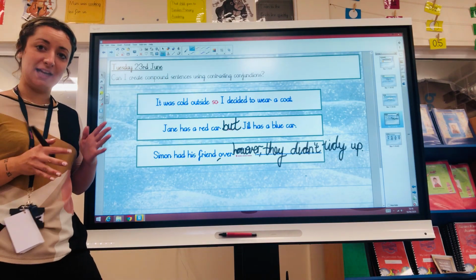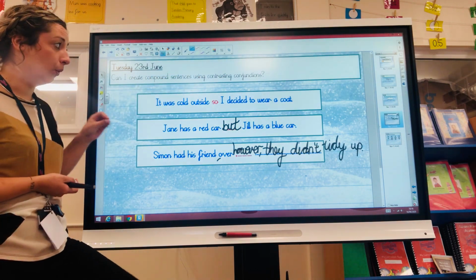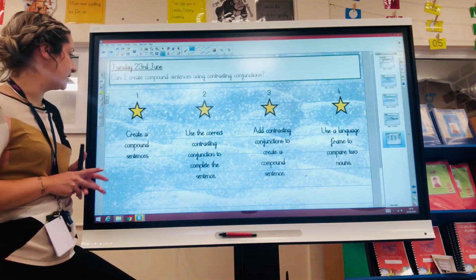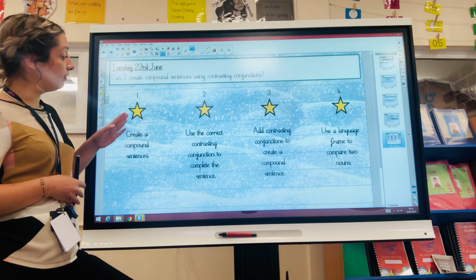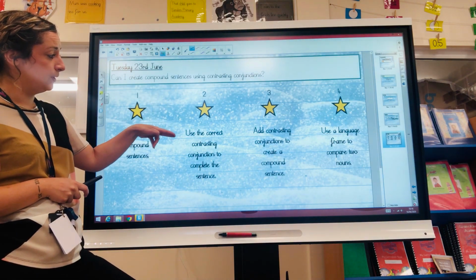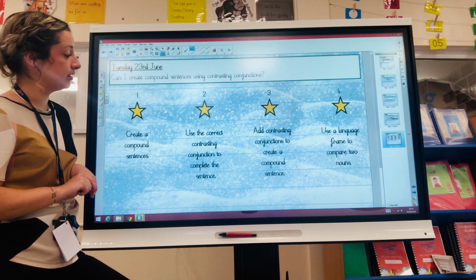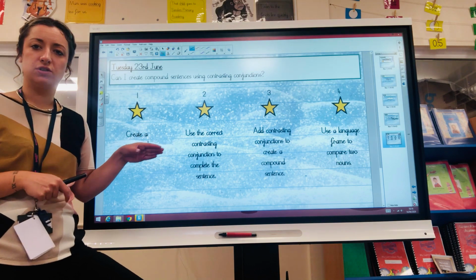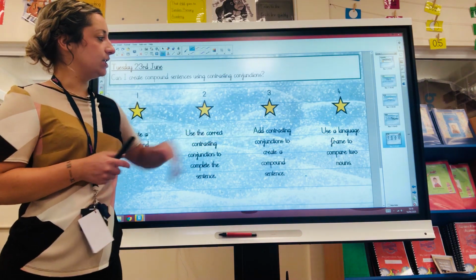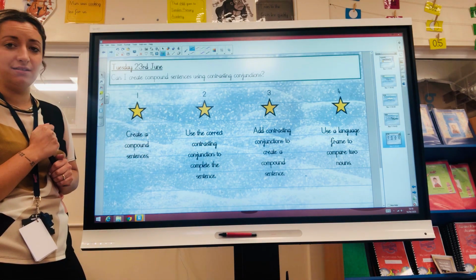Okay, so it might seem like a lot at first, but we've broken that learning question down so you know exactly what you need to include in your sentence. So moving on to your own activities now. Your 1 star, I want you to create your own compound sentences. Your 2 star, use the correct contrasting conjunction to complete the sentence. So make sure that the contrasting conjunction does make sense in your sentence. 3, I want you to add contrasting conjunctions to create a compound sentence.